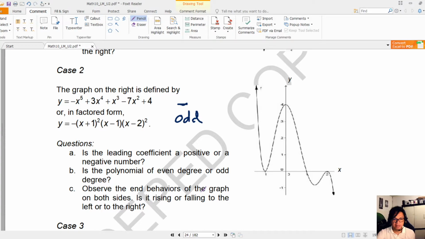Observe the end behaviors of the graph on both sides. Is it rising or falling to the left or to the right? The answer is rising, falling. It rises to the left and falls to the right. So rising, falling. Yan yung kanyang description. So negative yung leading coefficient, odd yung degree. So the possible sketch of the graph is rising, falling.